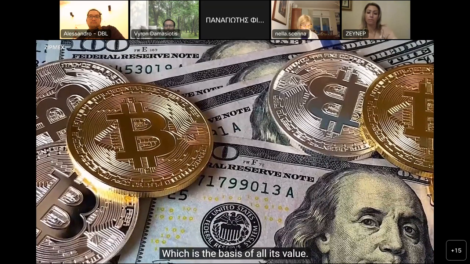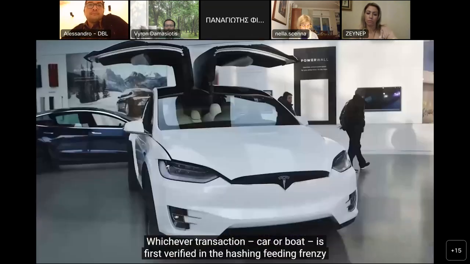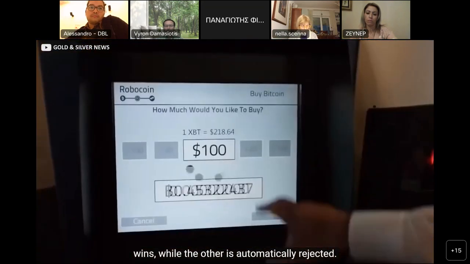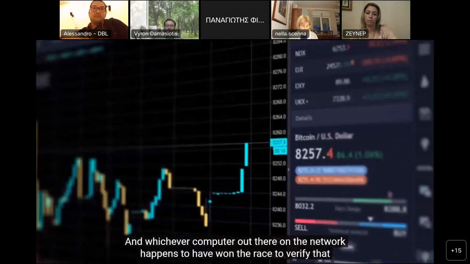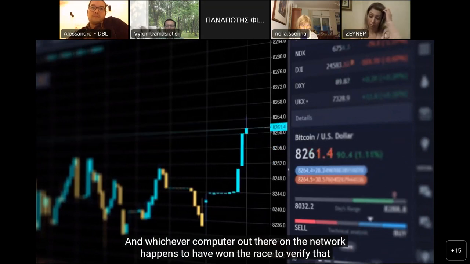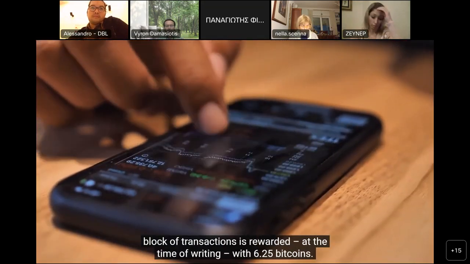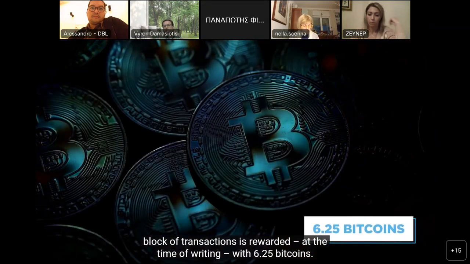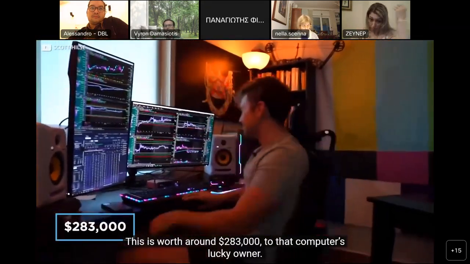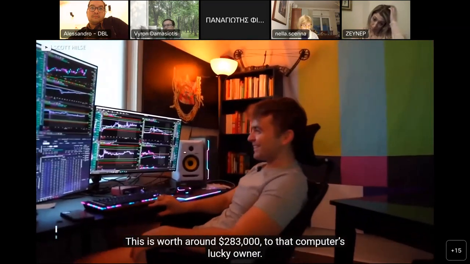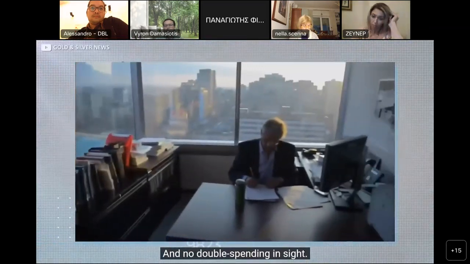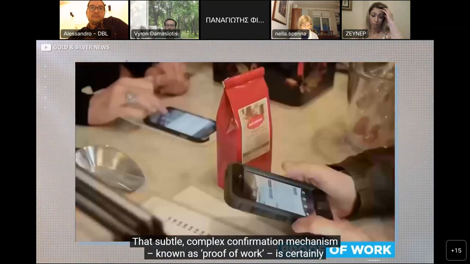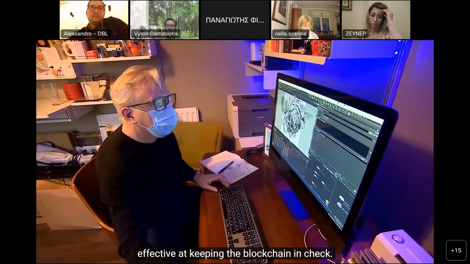Back to our example. Whichever transaction, car or boat, is first verified in the hashing feeding frenzy wins, while the other is automatically rejected. And whichever computer out there on the network happens to have won the race to verify that block of transactions is rewarded, at the time of writing, with 6.25 bitcoins. This is worth around $283,000 to that computer's lucky owner, and no double spending in sight. That subtle, complex confirmation mechanism, known as proof of work, is certainly effective at keeping the blockchain in check.